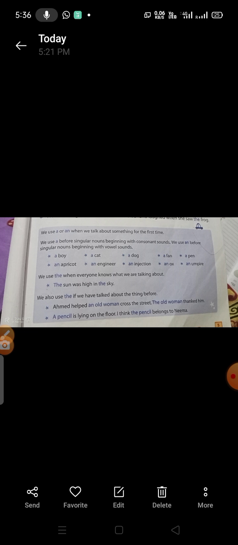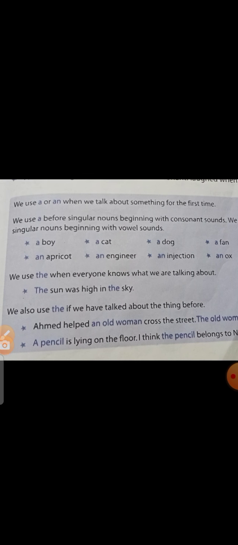Do you know we completed our syllabus? So, we started our revision. First, we will do revision of grammar. In chapter 1, grammar revision is articles.